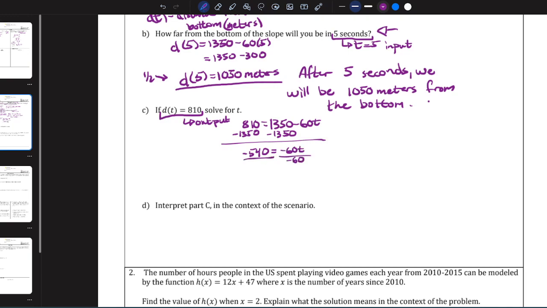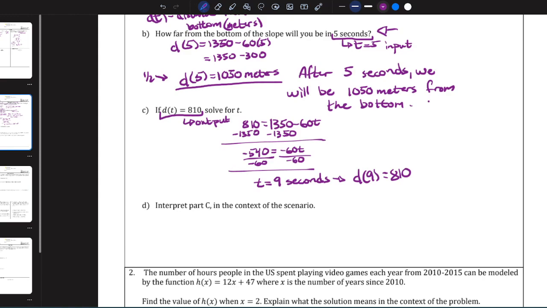Divide by negative 60. Be really careful with your signs here. So we learn that t is equal to 9 seconds. Again, using function notation. Now, if you look, this one is a little bit less of an actual word problem, right? We're not being asked how far from the bottom we will be in 5 seconds. We're just being asked to solve for t. And so once we have t, I just want to put this back into function notation. What this really means is that d of 9 is going to be equal to 810.